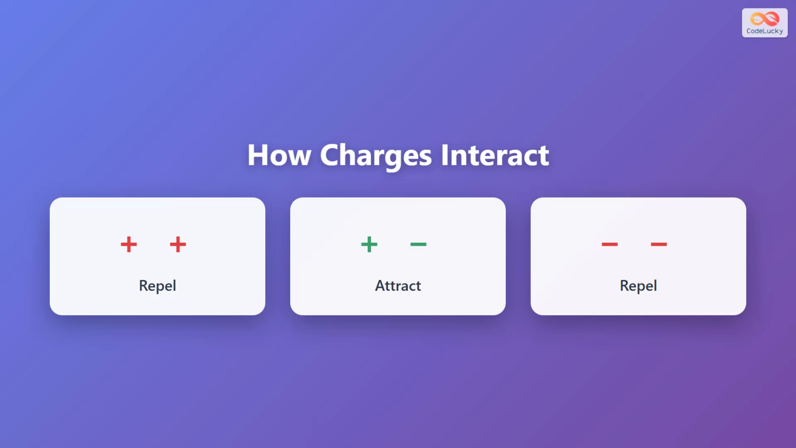Now let's explore how electric charges interact with each other. When two positively charged objects are brought near each other, they repel, meaning they push each other away. Similarly, when two negatively charged objects come close, they also repel each other. However, when a positively charged object and a negatively charged object are brought together, they attract, meaning they pull toward each other. This behavior is fundamental to understanding electrical forces and is the basis for all electrical phenomena.